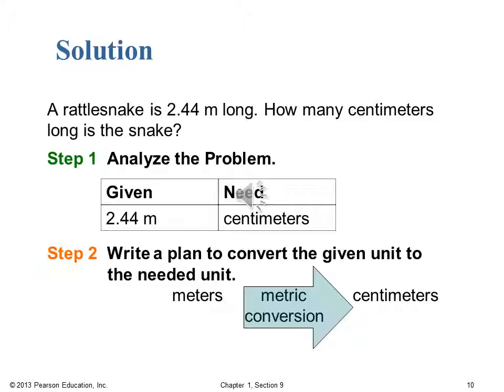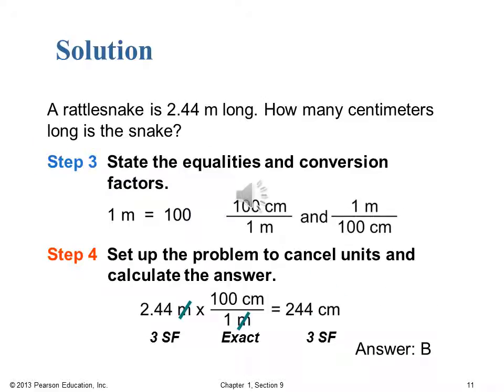Those are both metric units, so there's going to involve some metric conversion there. Alright, and then moving on to step 3, you're going to state the equalities and the conversion factors. So 1 meter equals 100 centimeters. We lost the unit there, but it's present in our conversion factors. So 100 centimeters over 1 meter and 1 meter over 100 centimeters.